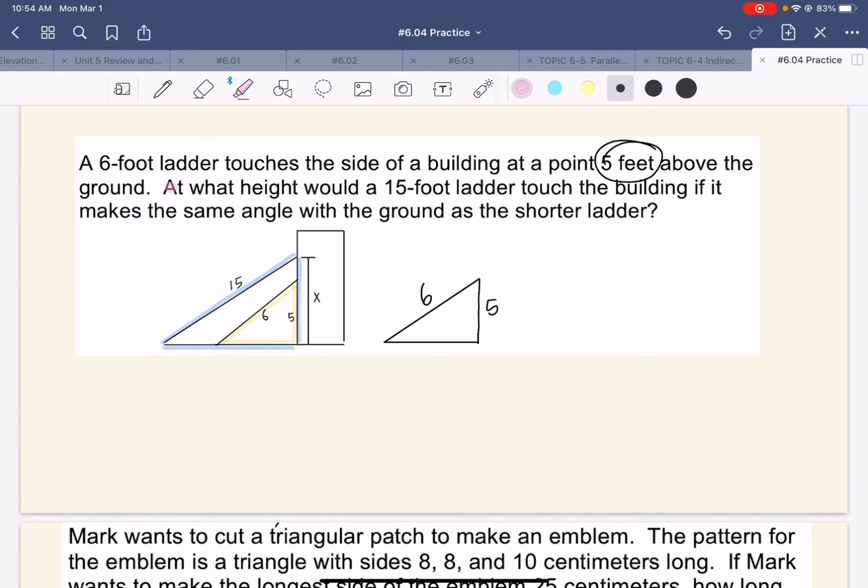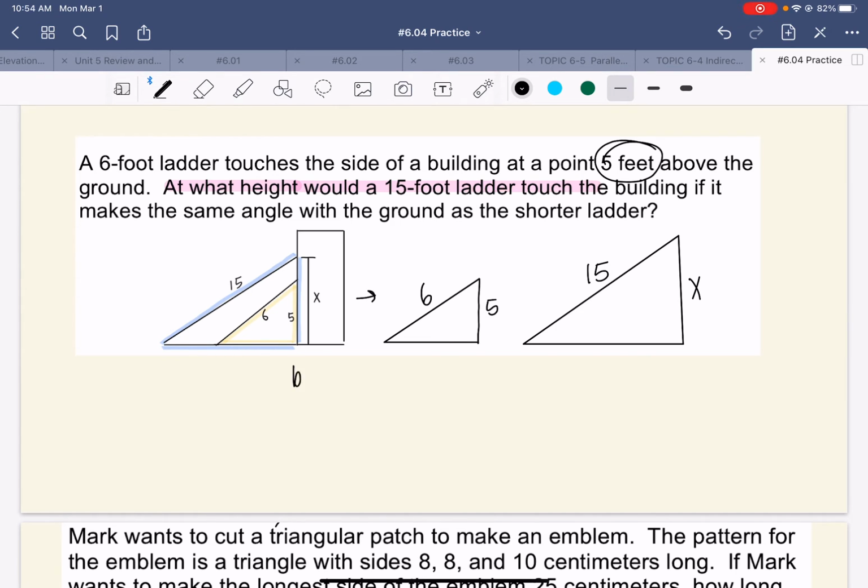The question asks at what height would a 15-foot ladder touch? So that 15 foot is going to be a part of our bigger triangle, and it's going to be on the diagonal. And then it wants to know how high on the building. So again, we have the big triangle versus the small triangle. It's the same as the picture I have drawn, except the triangles are separate.